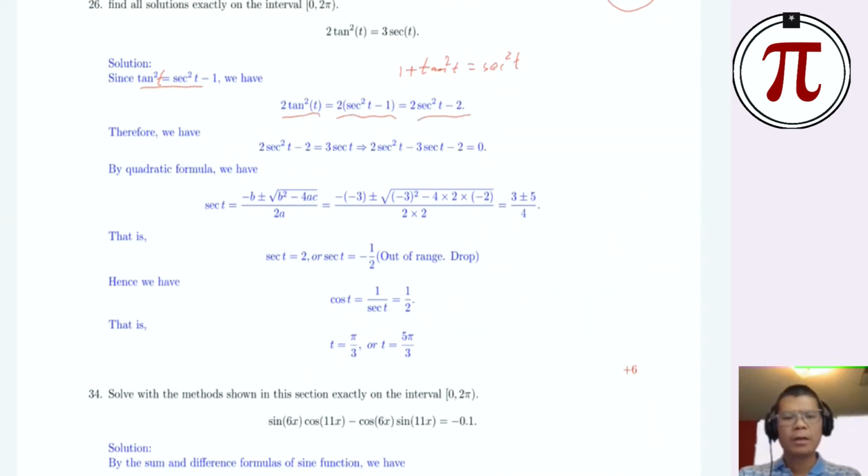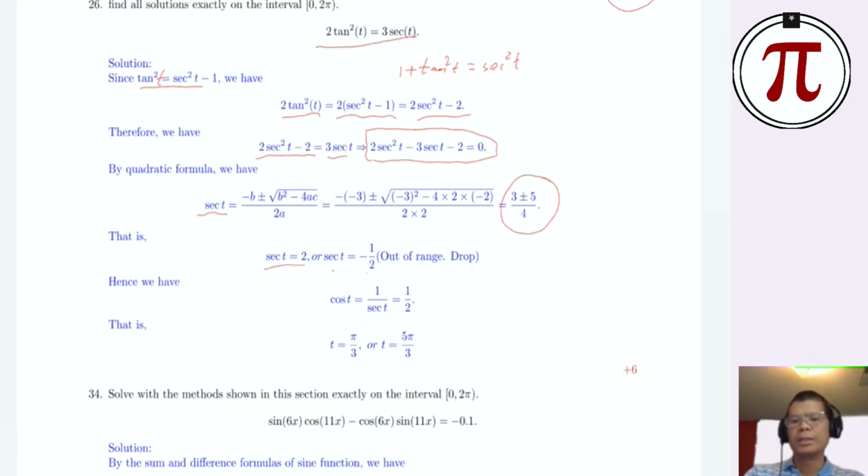Now, therefore, for this equation it will be what? 2 tangent squared equals this one, which equals 3 secant t, which means what? We get a quadratic equation about secant t, right? About secant t. Now, using the quadratic formula, we find secant t equals, plugging in everything, this one. That is, secant t equals 2, or secant t equals negative 1/2.